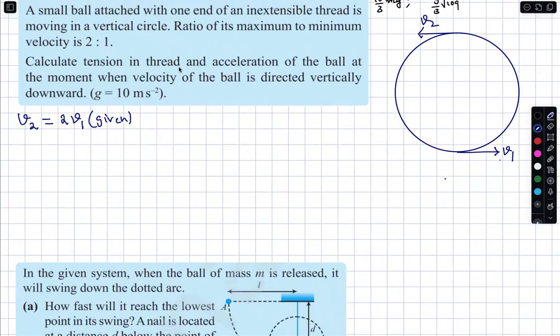Calculate the tension in the thread and acceleration of the ball at that moment. I know the tension here at this point is T1 given by mg plus mv1 square by r or L, whatever, no issues. At this point, mg, T2, mv2 square by r.